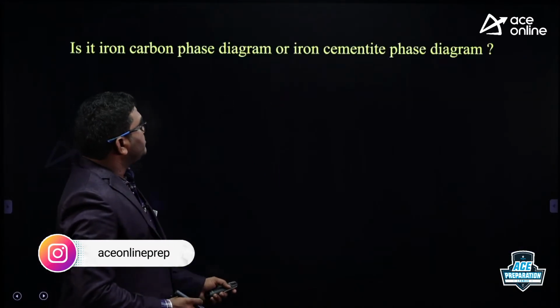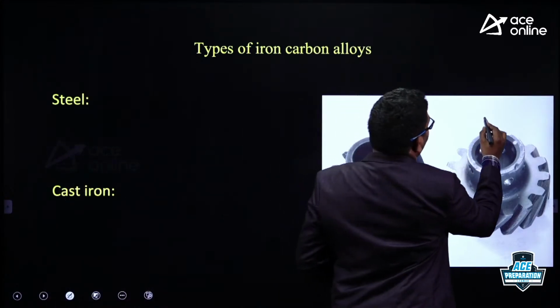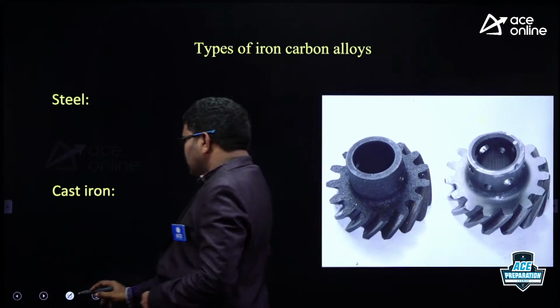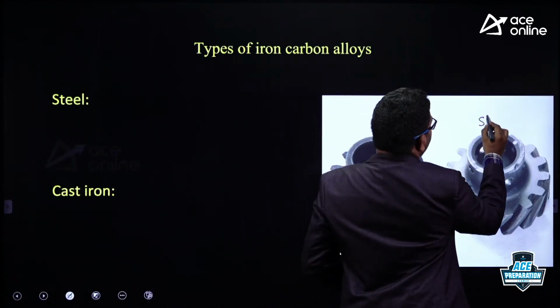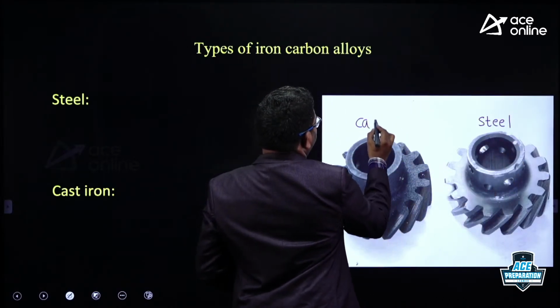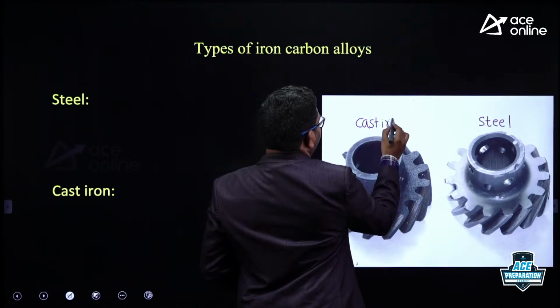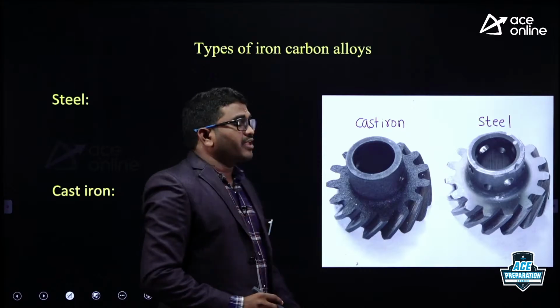Okay now, see here, this is actually a steel. This is actually a steel gear, and this is actually a cast iron gear. The surface finish of cast iron is not good because of the graphite present in it. It's a steel gear, right.